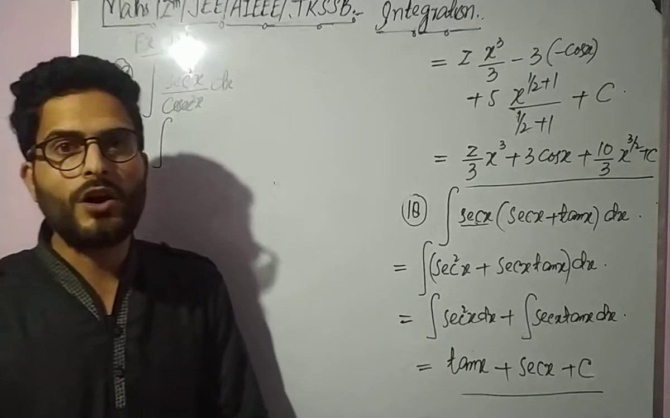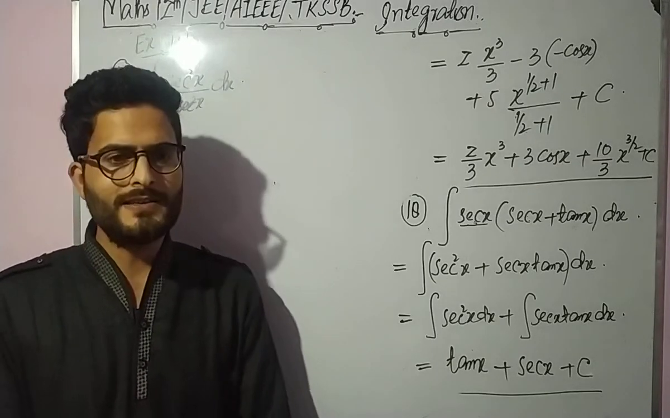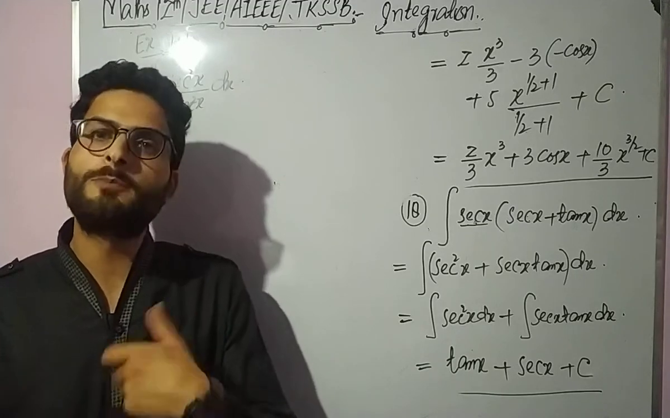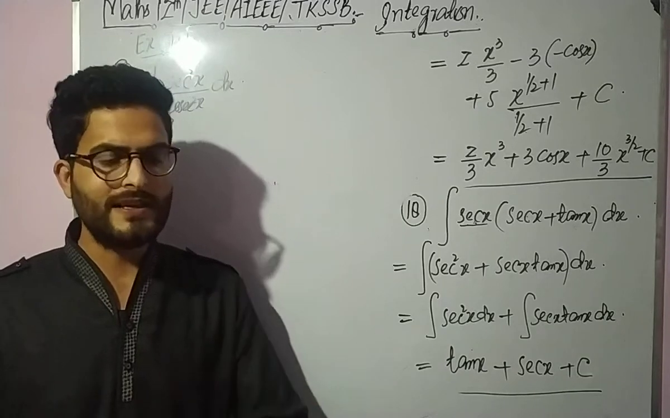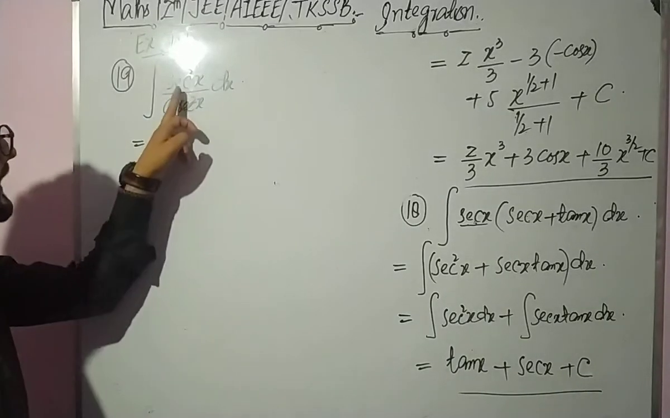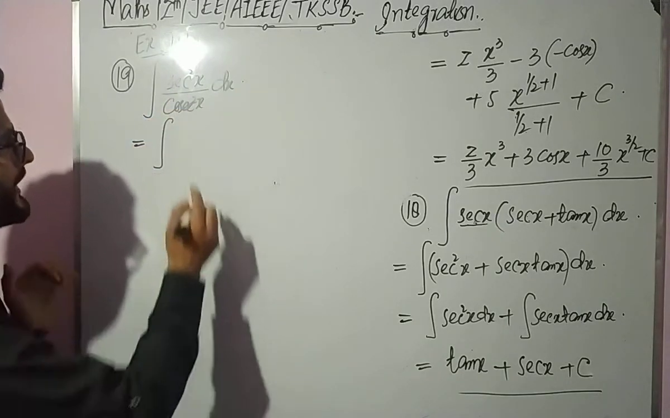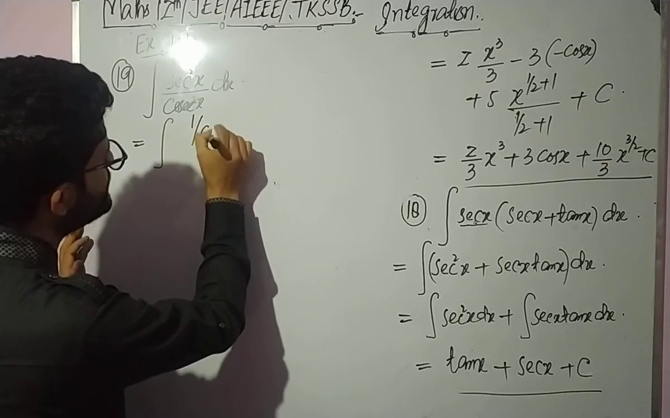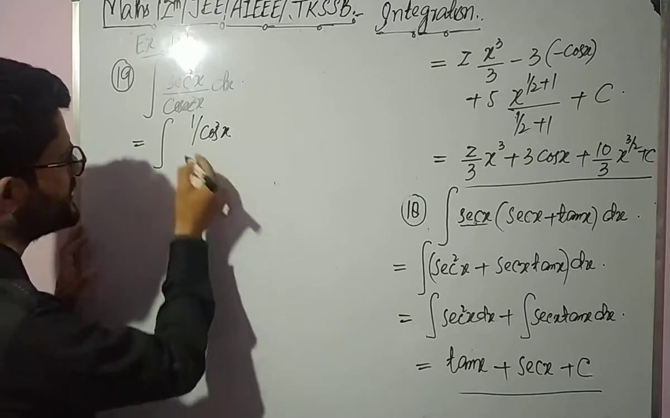So sine, cos, tan, cosec, secant, cot, they all are derived, because tan is the ratio of sine and cos, cot is the reciprocal of tan, sec is the reciprocal of cos, and cosec is the reciprocal of sine. So here it is sec. Now we know that sec is the reciprocal of cos. So instead of sec square x, we can write 1 divided by cos square x, right? Because sec and cos are reciprocals of each other.